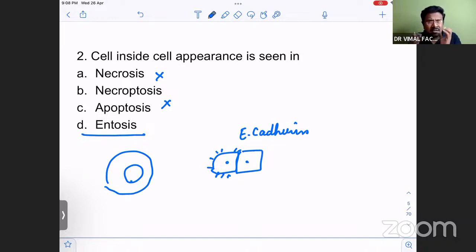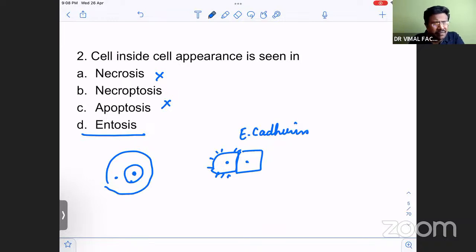So what happens when this E-cadherin is lost? The cell will not recognize the other cell as its own cell. It will treat it as a foreign cell, so it will try to engulf the cell. This process is called entosis, that is, one cell is engulfing the other cell.